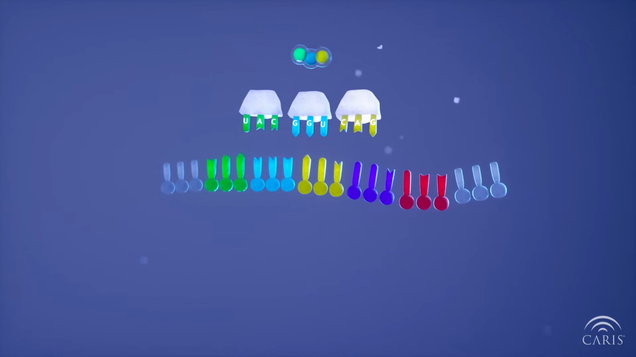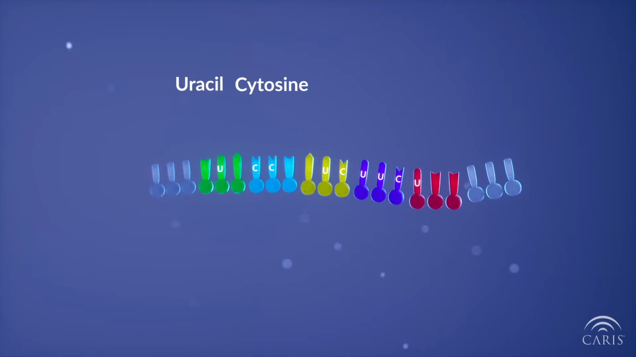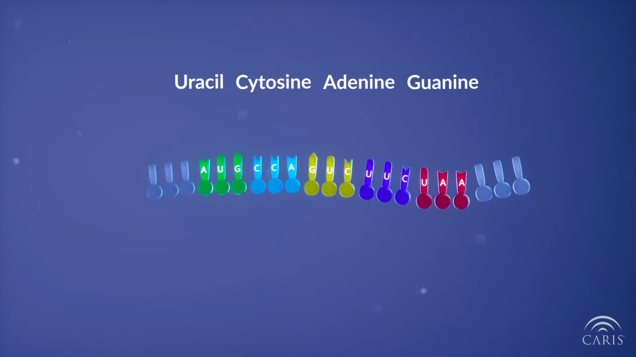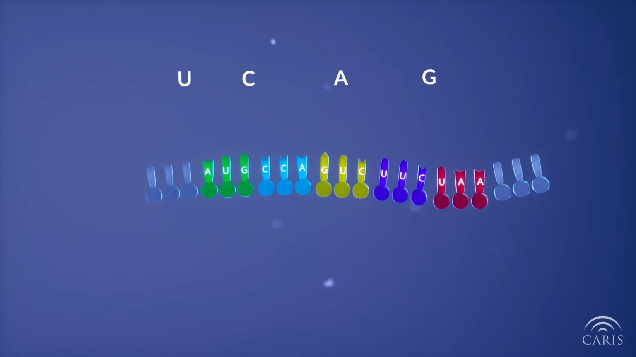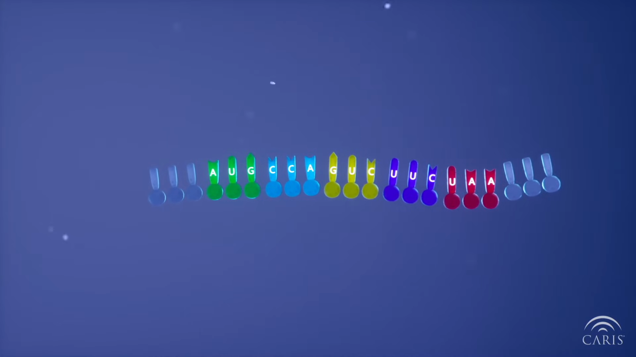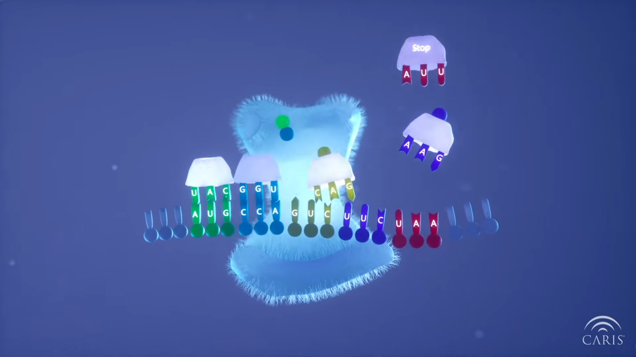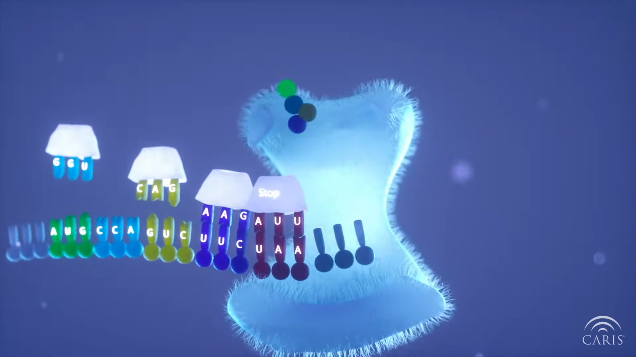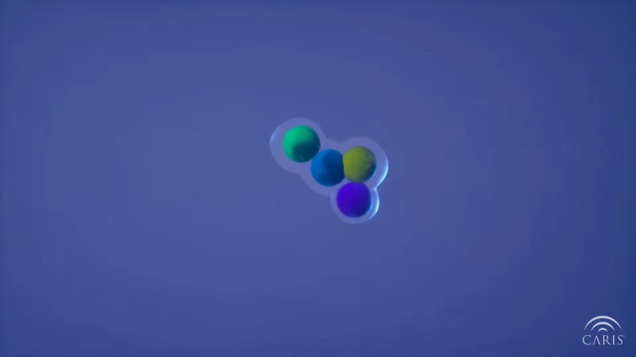There are 4 bases that make up RNA, which are uracil, cytosine, adenine, and guanine. We'll represent them with the letters U, C, A, and G. The order of these bases directs how the amino acids line up, when they start, when they stop, and determines how long the chain will be. So, what happens when things go wrong?